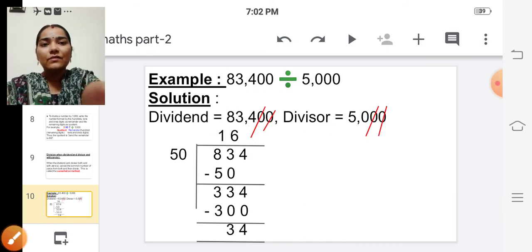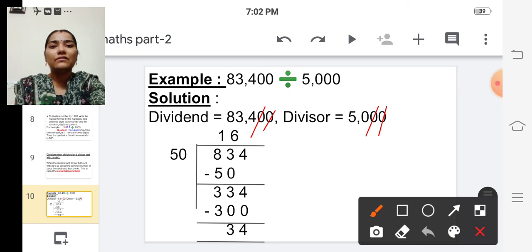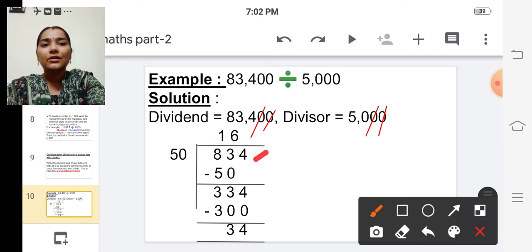Okay, so let's divide this number using the long division method. 834 divided by 50. Let's consider the first two digits of the dividend, so 83. Five 1s are 5, so 50, and 5 2s are 100, which is more than this 83. So we cannot take that. So we can take 5 1s are 50.